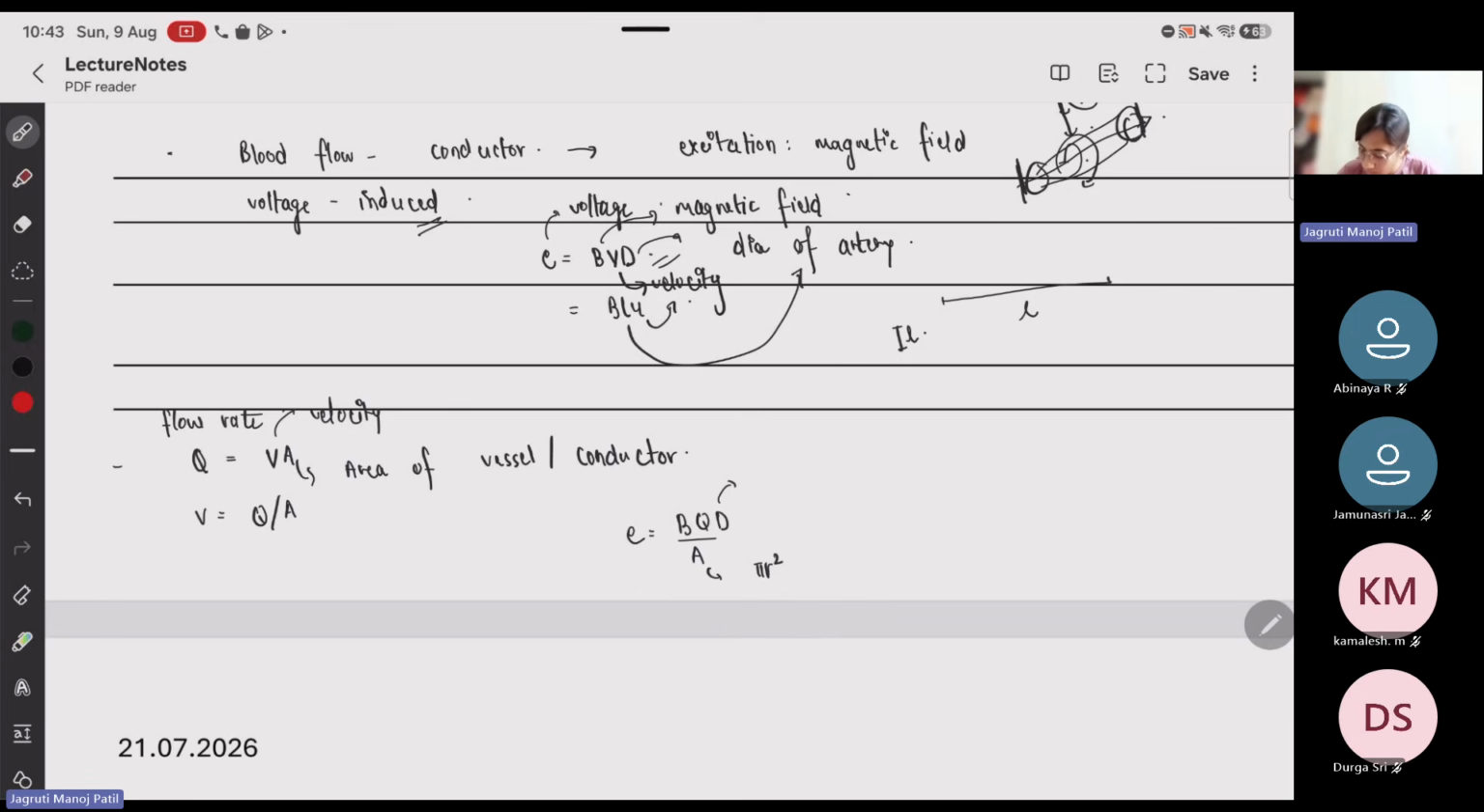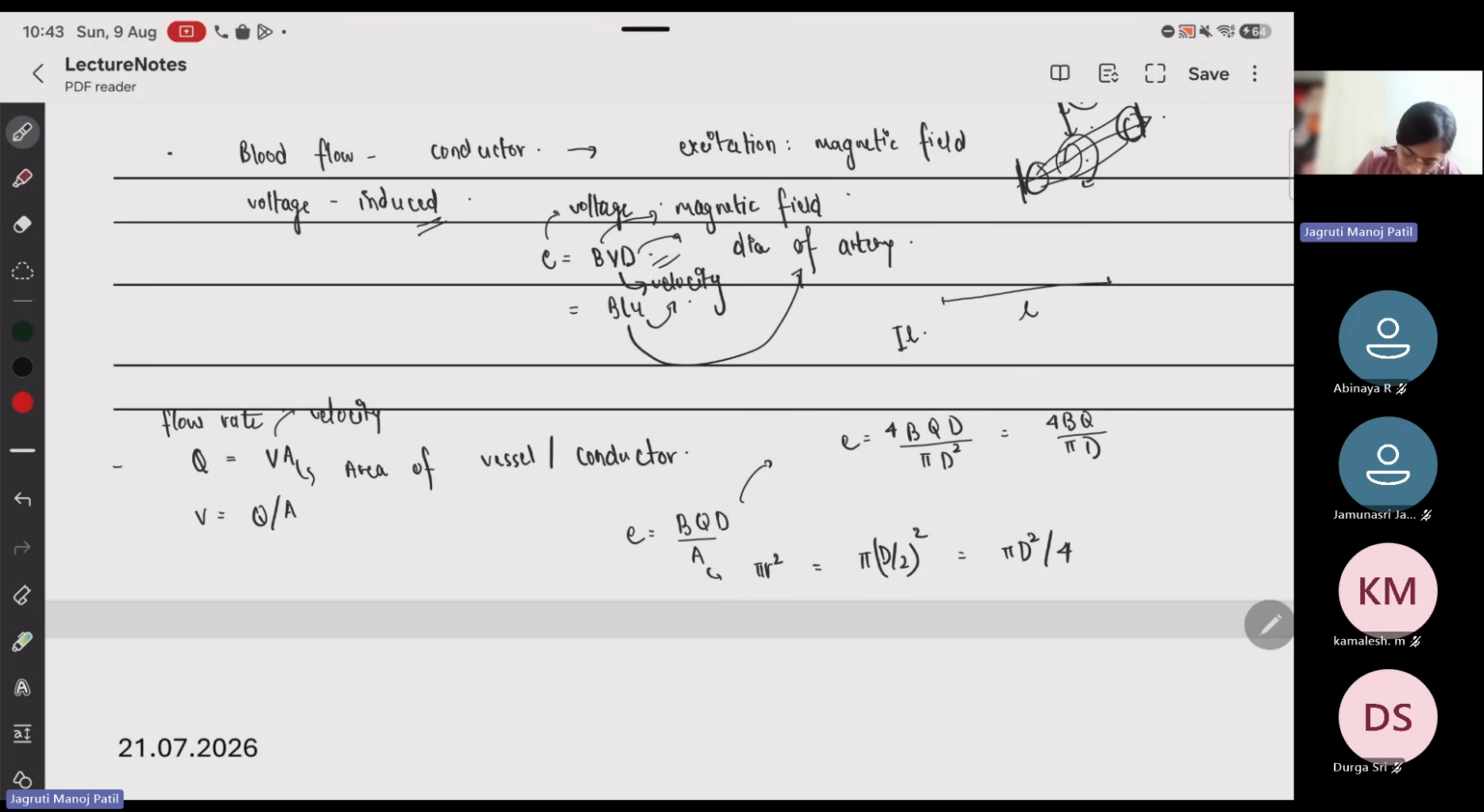How can we write this radius? We can also write radius as D by 2, squared. So we can also write area as pi D square by 4, right? So how do you write this? This can be given as E is equal to B, Q, you have D by pi D square by 4, and the 4 goes on top, right? We have 4 B Q by pi D. So this is very complicated.